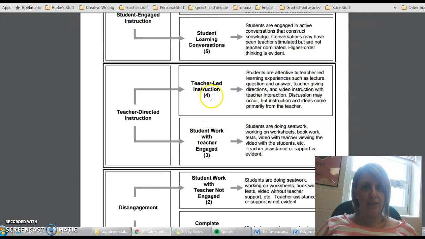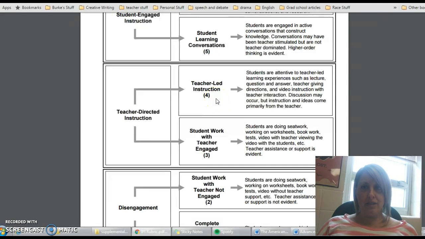So if we look at number 3 and number 4, number 3 is student work with teacher engaged. Now, with the student work, it could be something like a worksheet. It could be a test, but it's really a test over things that are more review. These are things that don't require higher order thinking that the students are doing, and the teacher is engaged in walking around and helping the students while this is going on.